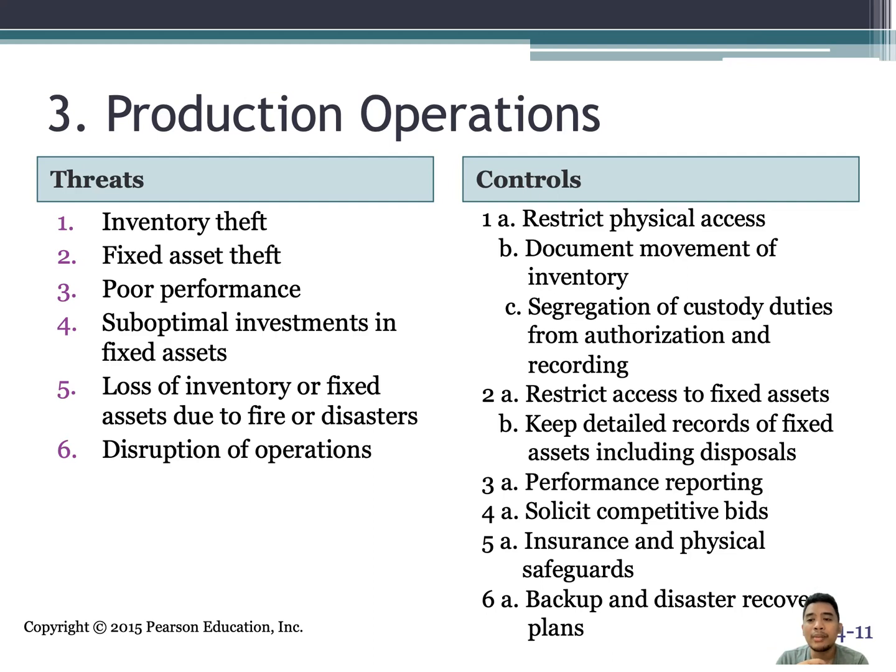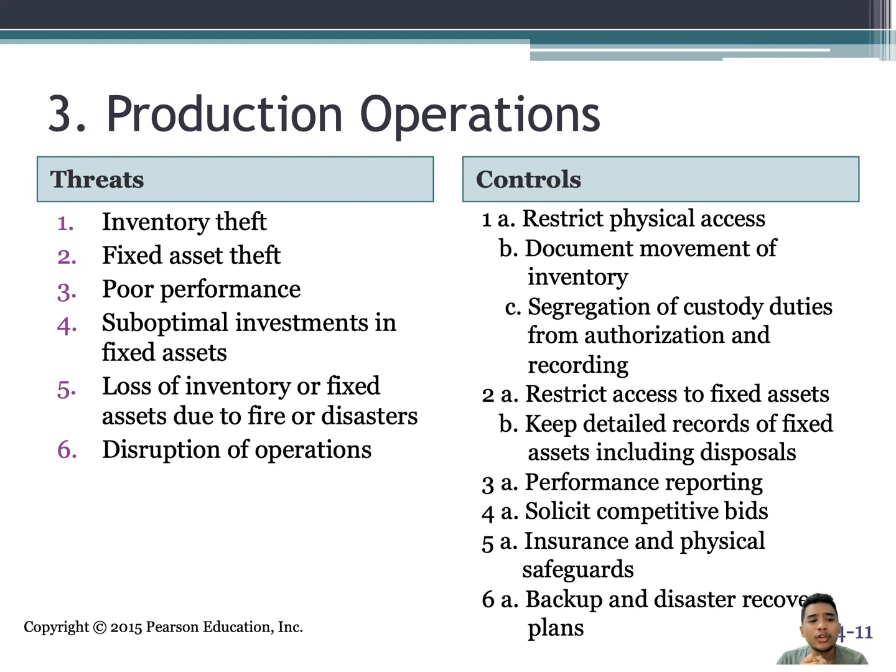So you need to implement also segregation of duties associated with the production operation. That includes a separation between custody, and separation of the authority to approve certain production items that need to be released, and at the same time recording of the production cycle. That includes costing, and at the same time the in and out of our inventory items to the warehouse and to the client. Next is fixed asset theft.